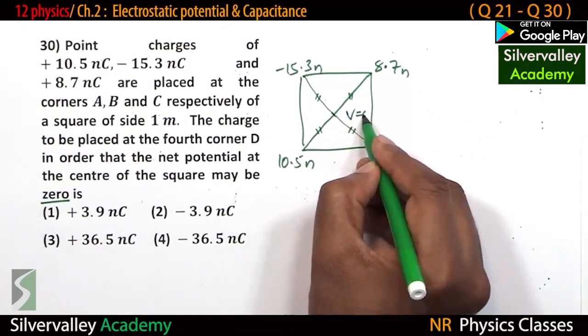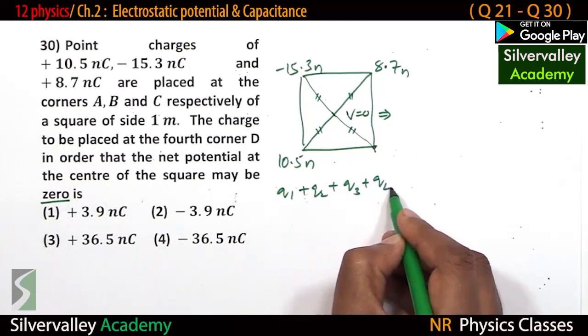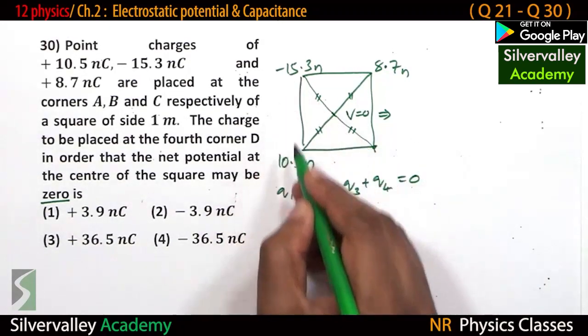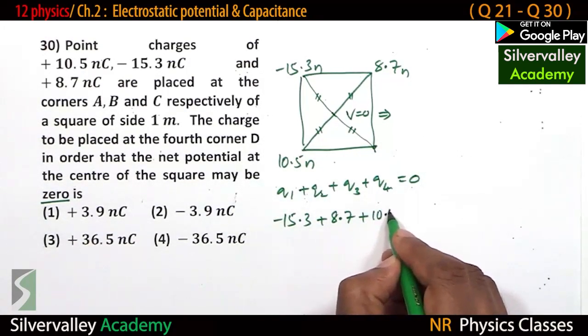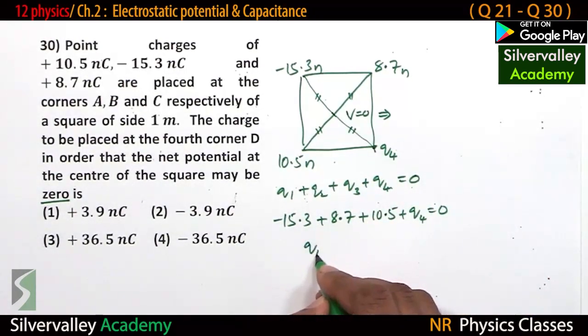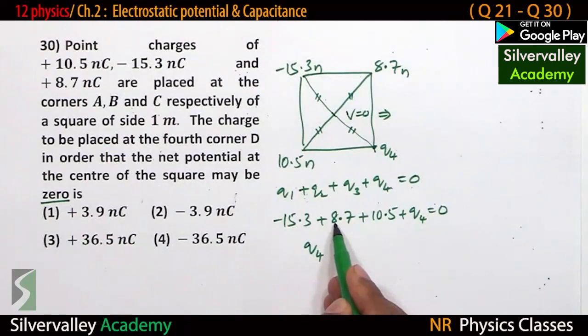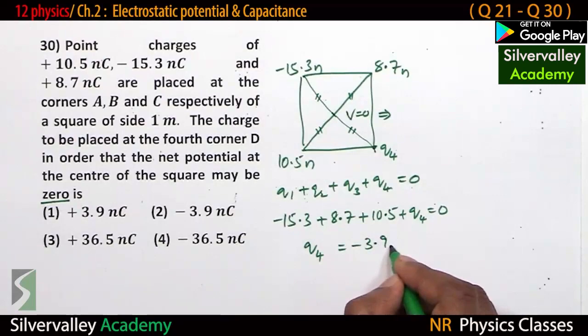the sum of these 4 charges should be equal to 0 if the potential is 0. Implies that Q1 plus Q2 plus Q3 plus Q4 should be equal to 0. Therefore, minus 15.3 plus 8.7 plus 10.5 plus Q4, the charge at the 4th corner, equals 0. So Q4 equals, the sum of these two is 19.2. 19.2 minus 15.3, the difference is about 3.9. Take it to the other side, minus 3.9 nanocoulomb.